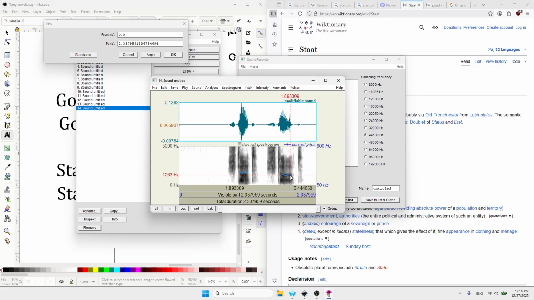So let's see this. I would say it's 0.15 around about in length. I can't tell. It might be the same. I really can't tell.